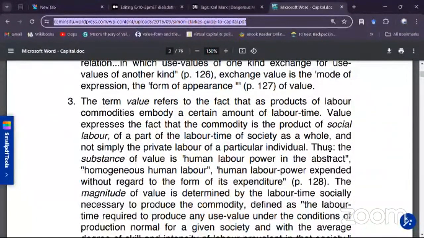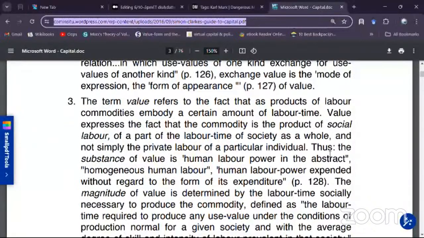Value expresses the fact that the commodity is the product of social labor, or of a part of the labor time of society as a whole, and not simply the private labor of a particular individual. Now, this is a key point, because you're not looking at it as simply what you're doing as a person toiling away, but rather there's some connection between the procedures you're using, pounding the piece of metal to make a knife or a sword, and other people doing the same thing.